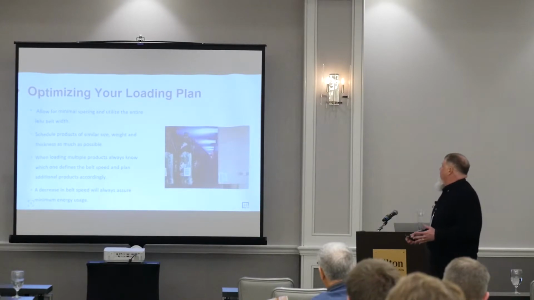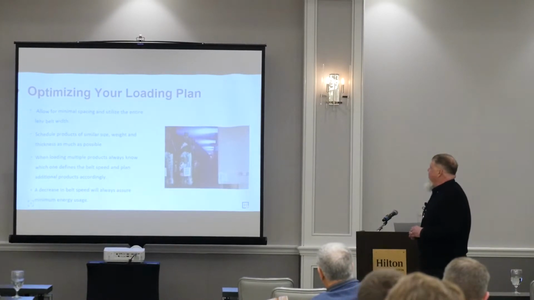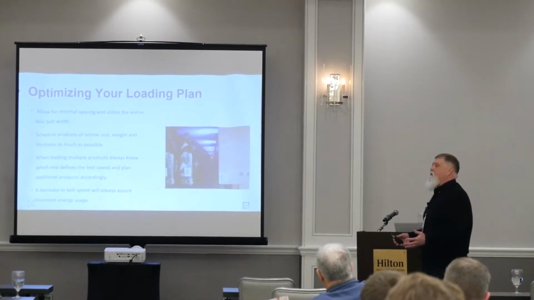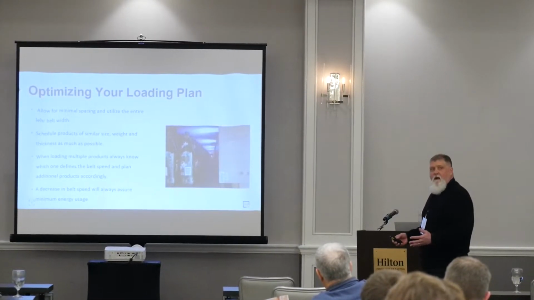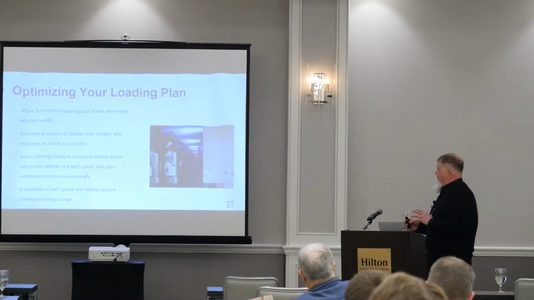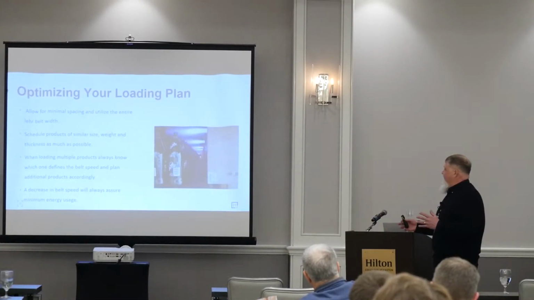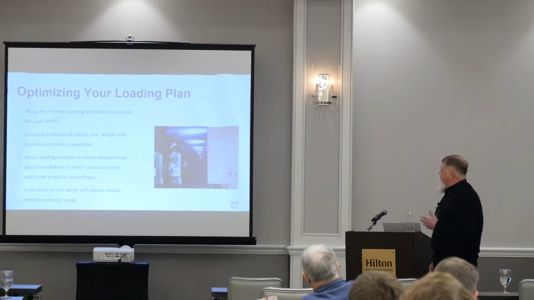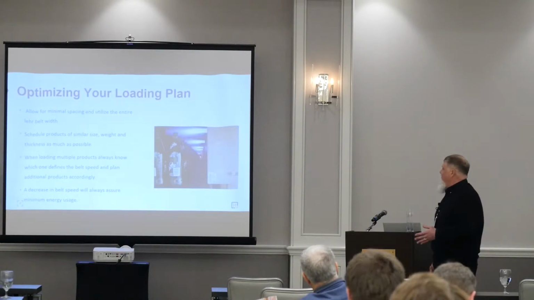Okay, so again, talking about optimizing a loading plan. You want to allow for as little open space on the belt as possible. An annealing Lear or a decorating Lear operates most efficiently when the belt is full and you're at a minimum belt speed based on your production input. You want to try to schedule products of similar size, weight, and thickness as much as possible. When loading multiple products, always know which one defines the belt speed and plan additional products accordingly.